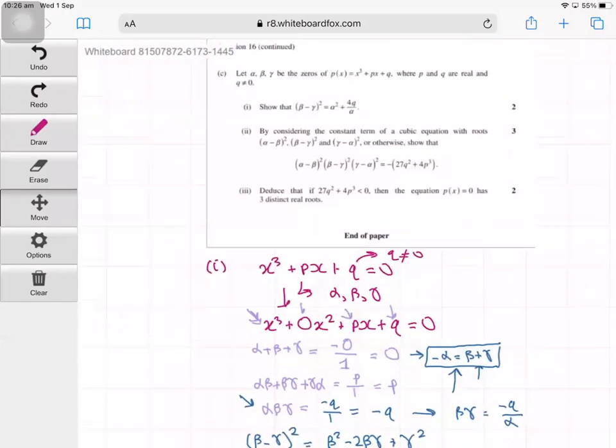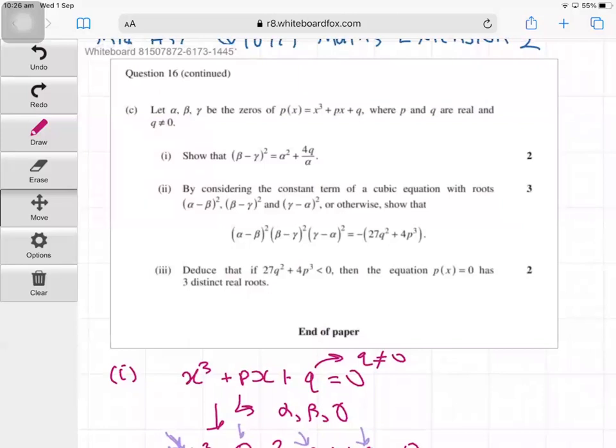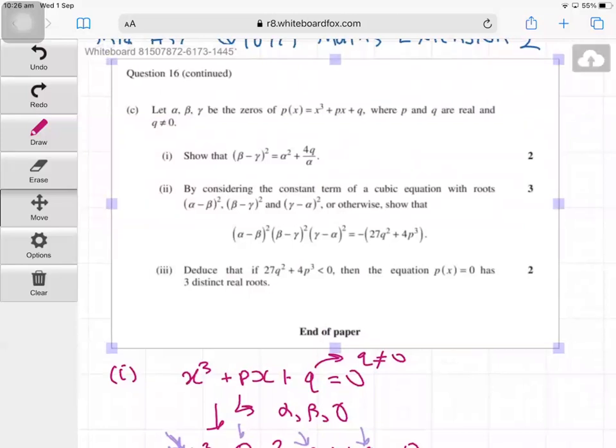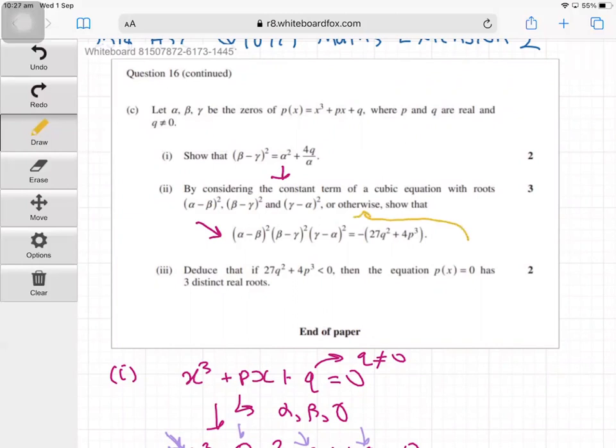And the second part is to prove that alpha minus beta all squared times beta minus gamma all squared times gamma minus alpha all squared is equal to negative of 27q squared plus 4p cubed. So one method I suggest is to consider the constant term of this cubic. However, the method I'll show you is slightly different. So you're allowed to use alternative methods. So it says hence or otherwise. So I'll show you an alternative way of solving the second part.